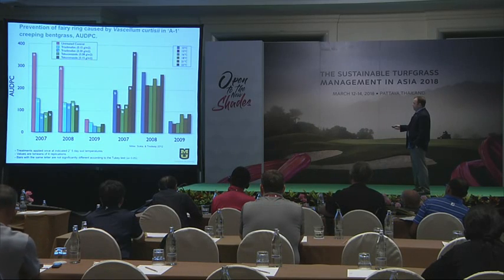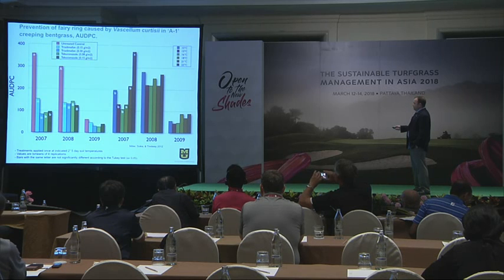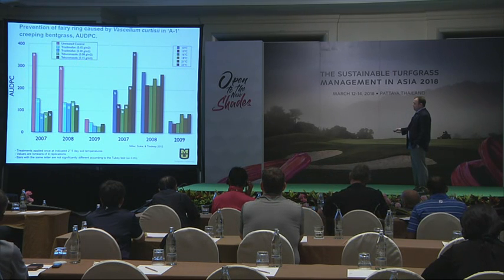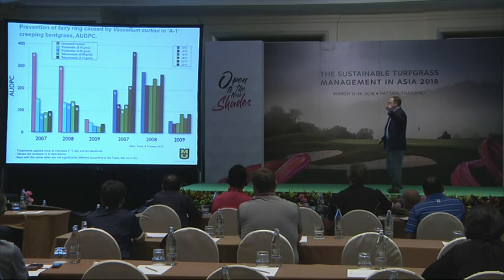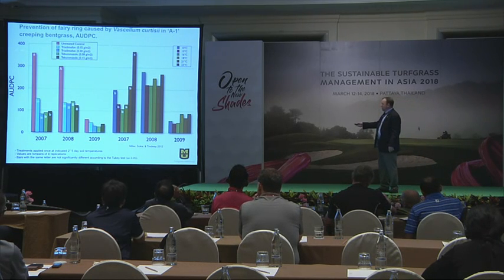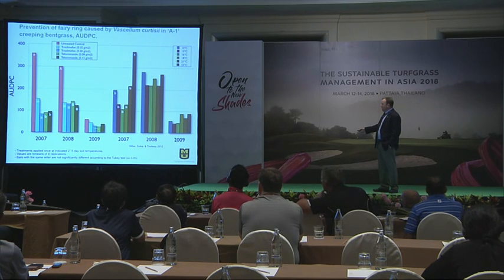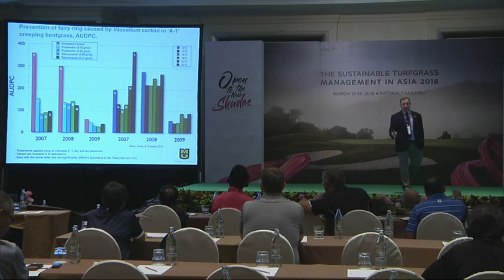This is triadimefon, which is a DMI fungicide, and tebuconazole, another DMI fungicide, applied at these soil temperatures. And look at the decrease that we get. This is from a single application made at these soil temperatures. And you can see this is the untreated, so you can see how much fairy ring we had. And then you compare that to what we've done in the first 2 years. And what's interesting is how much we're actually getting in the untreated control as well.